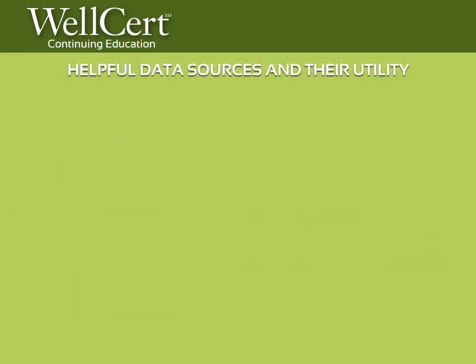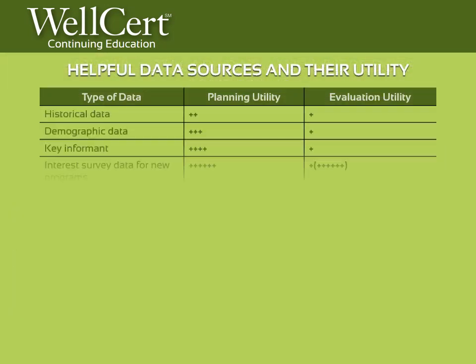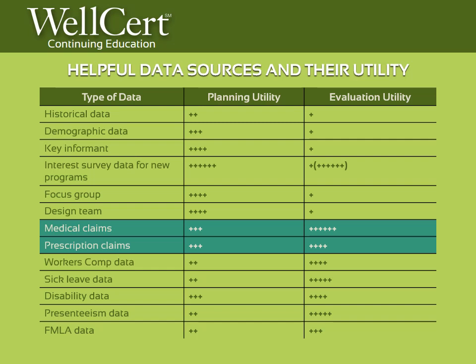Now, let's look at some helpful data sources and their utility. As we look at the type of data, you can look down the various kinds of things that we collect information about, and most of those have to do with needs assessment. You saw them in the Level 1 program under the skill number 2 that had to do with assessing the wellness needs of your population.